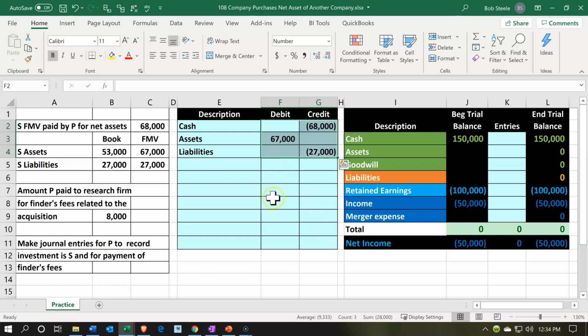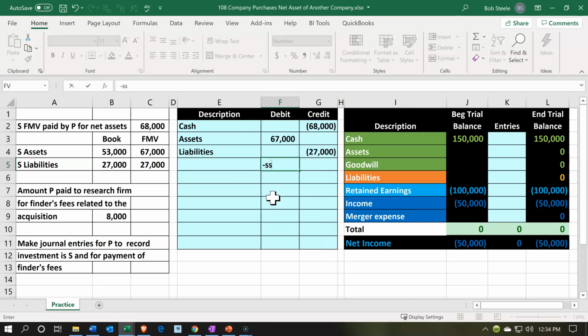I can plug that in here with the negative sum formula, which is what I would do, negative SUM, and then pick up these guys, all right? And then I'm going to say that that's going to be what? That's going to be goodwill, right? That's going to be goodwill.